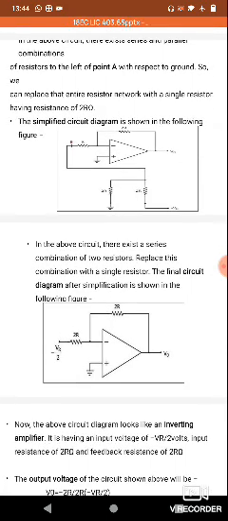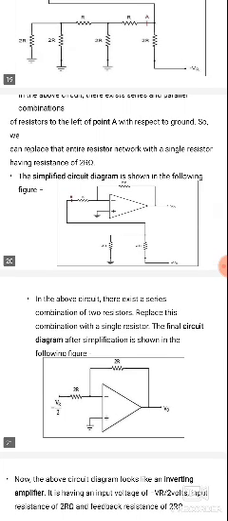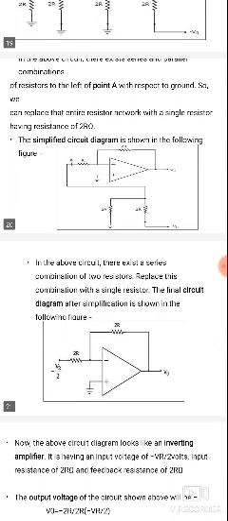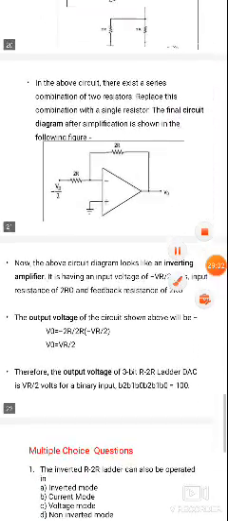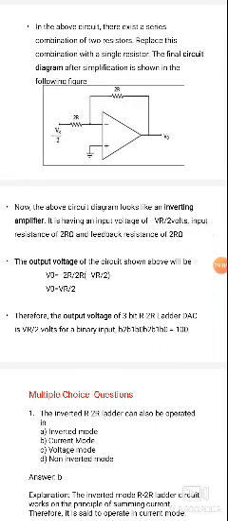Next, in the above circuit, there exists a series combination of two resistors. It will be replaced by a single resistor. The two series resistors are replaced by a single resistor. Next, the final circuit diagram after simplification. This is the final circuit diagram. It contains the input voltage of minus VR by 2, because here the MSB bit is 1.